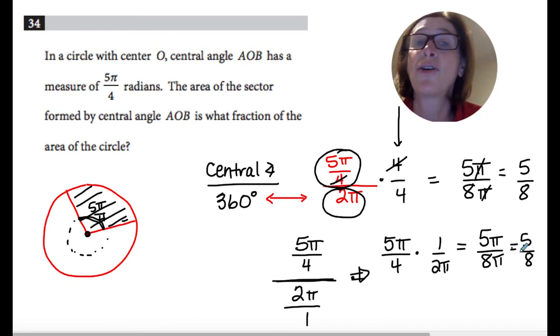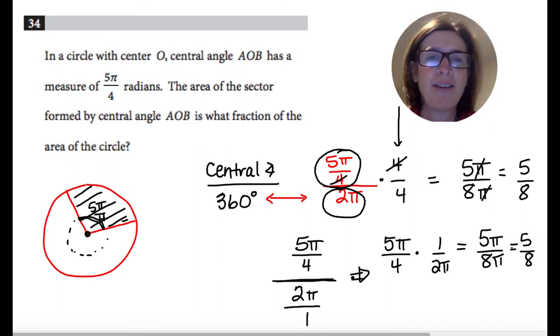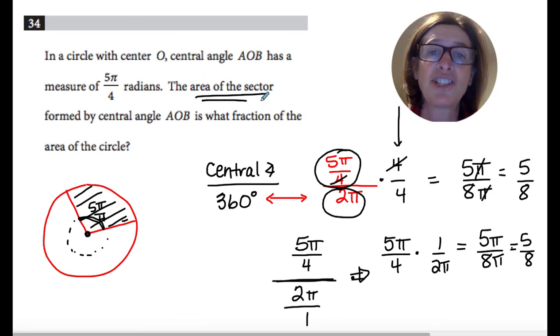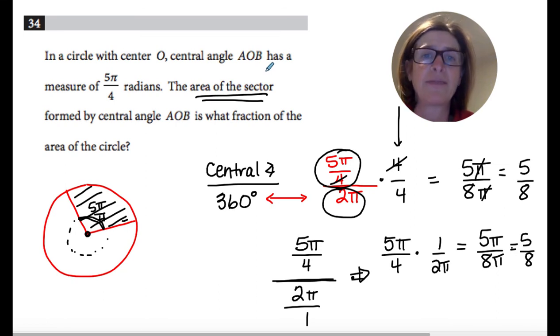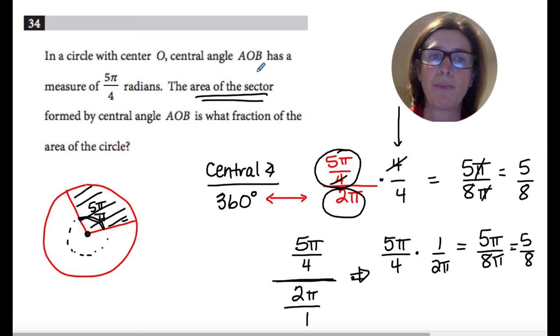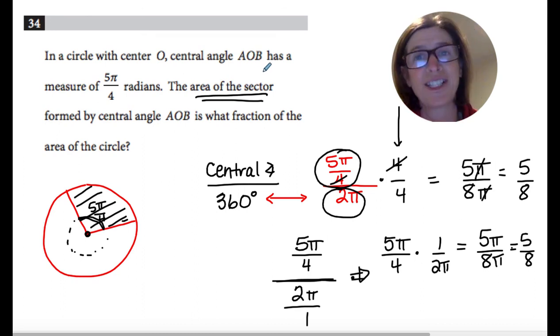All right, so that's my quick little video today on number 34 and area of sectors. Just remember that area of sectors, as well as arc length of a circle, is a proportional relationship with the area of the circle or the circumference of the circle, whichever the question is asking you about.